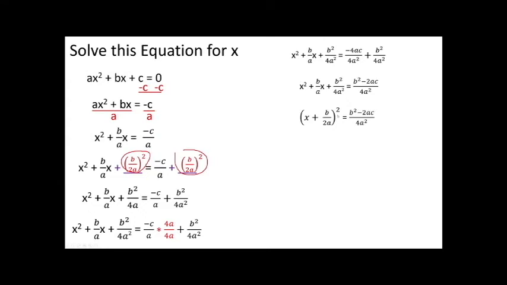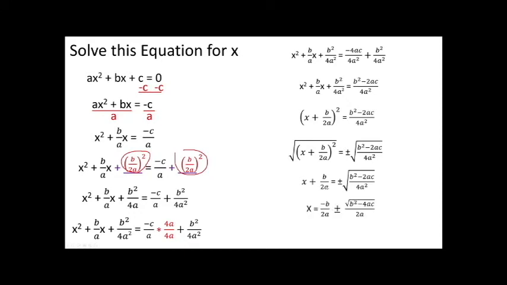You're almost done. How do I get rid of a square? Well, square root both sides, just like we've done all along. Squares and square roots will undo each other. Don't forget your positive negative sign. That brings us here. How do I get rid of a plus b over 2a? Well, I'm going to subtract it from both sides.